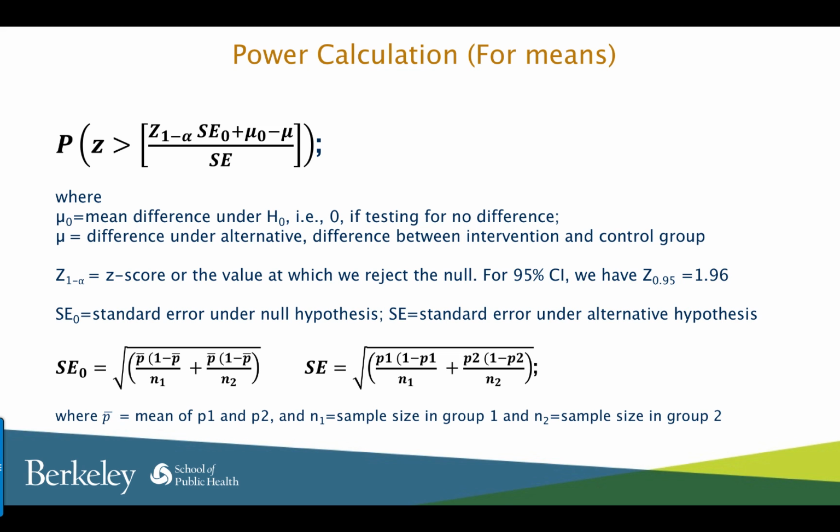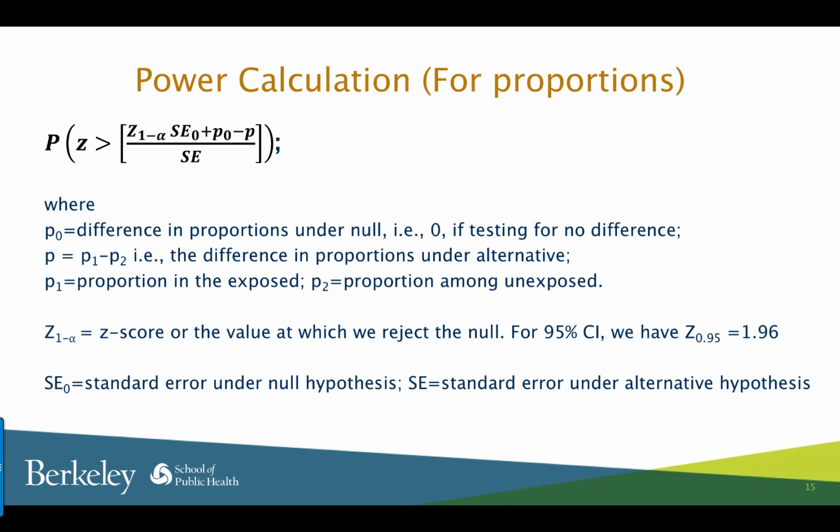I said proportion because we are going to use proportions for one of the examples that we are going to discuss to calculate power. Okay, this is the formula for calculating power for proportions. So you can see again that here P naught is the difference in proportions under null hypothesis. That is, it'll be 0 because under null there will be no difference. And then P would be the difference in proportions under alternative hypothesis, basically the difference between the two groups, the intervention and the control group. And P1 is basically the proportion in the exposed, and P2 the proportion in the unexposed group. And Z1 minus alpha is basically the Z score at which we reject the null hypothesis. And for 95% confidence interval, we usually have a Z value of 1.96. For standard error, I gave you the formula for calculating it in the previous slide.